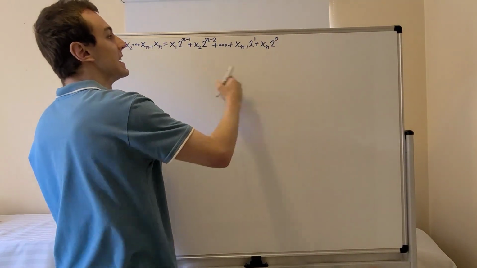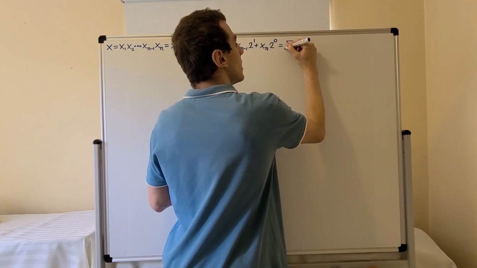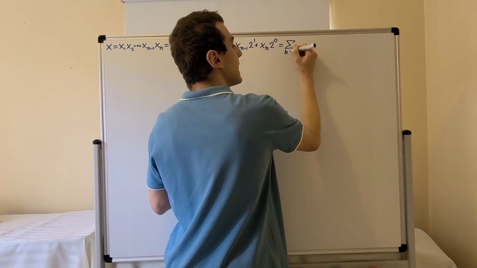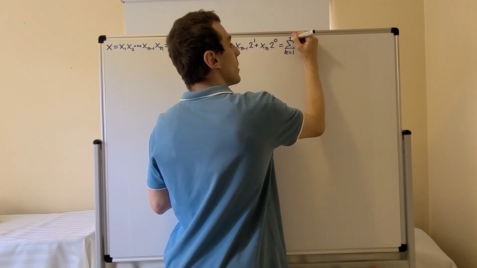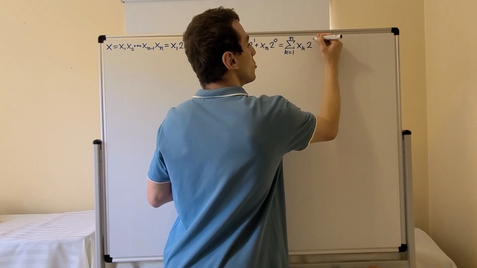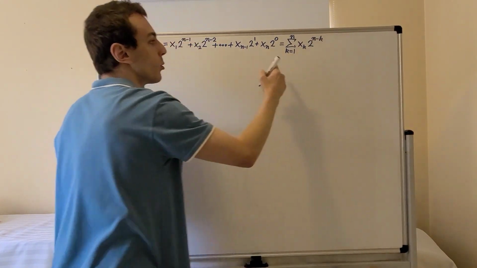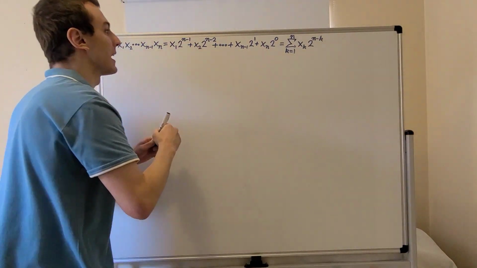We can write this more condensedly using summation notation. This is the sum over the index k going from 1 up to n of x sub k times 2 to the n minus k. So this is the pattern that all of these terms obey.